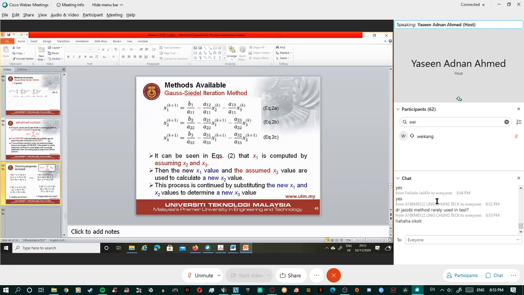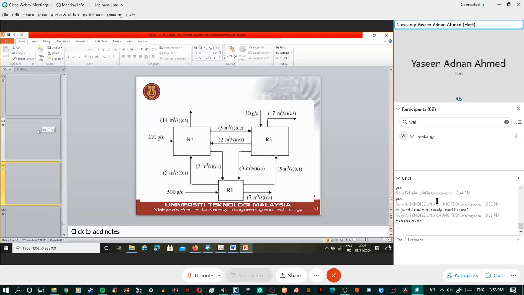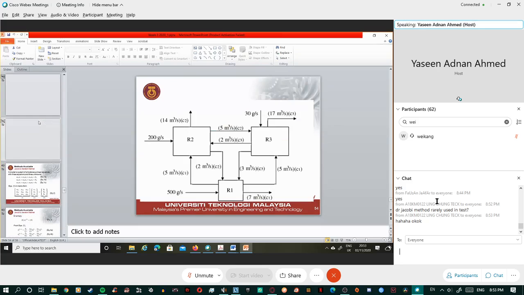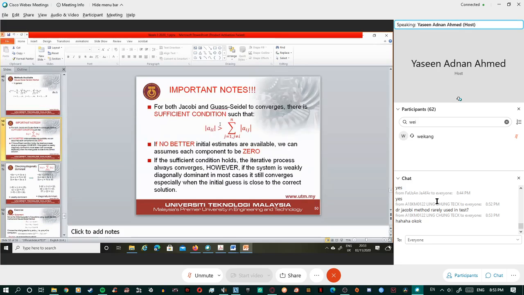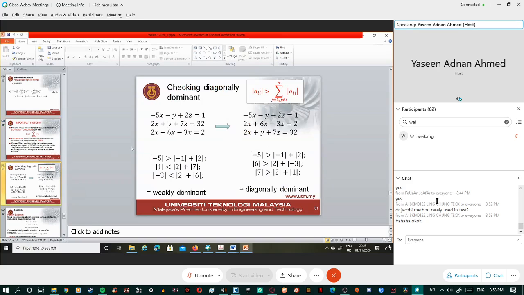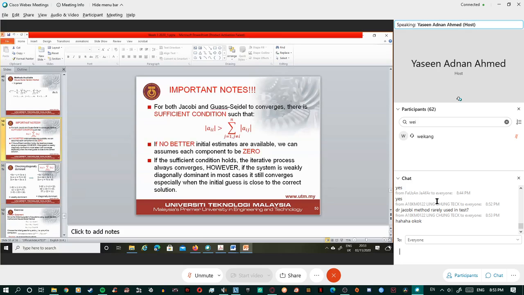I just want to explain a few things here. Okay, important notes. This one maybe I missed out in my video. Important notes is about the convergence criteria, convergence. For Jacobi iteration or Gauss-Seidel iteration, when we do the iteration, we need to find out whether things are okay, whether it will converge or not.